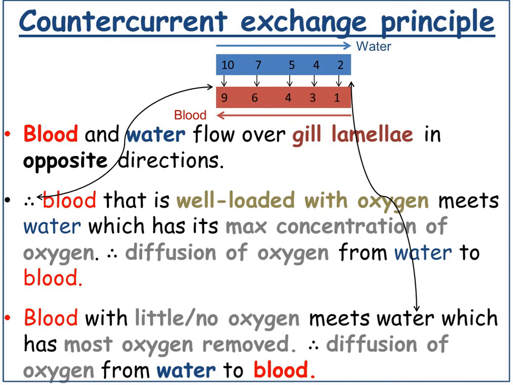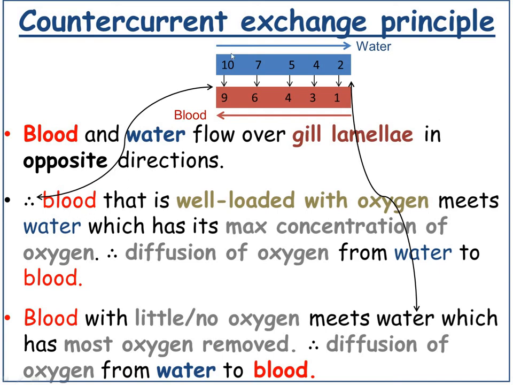So looking at the countercurrent exchange principle, this is the direction of water flow, and this is the relative concentration of oxygen. And then this is the direction of blood and the relative concentration of oxygen. So you can see that water flows in one direction and blood flows in the other. The countercurrent exchange principle is where blood and water flow over the gill lamellae in opposite directions.